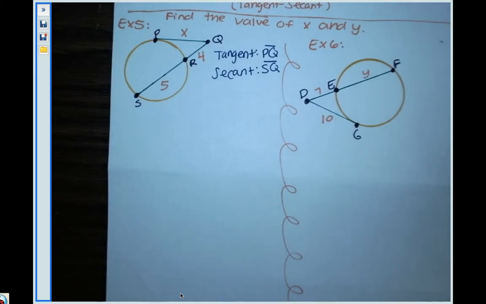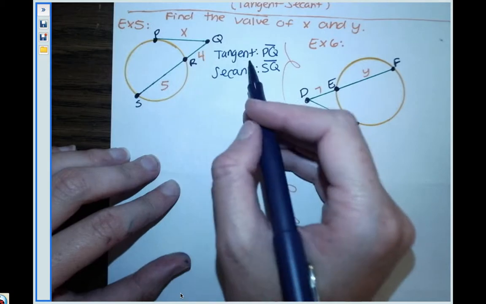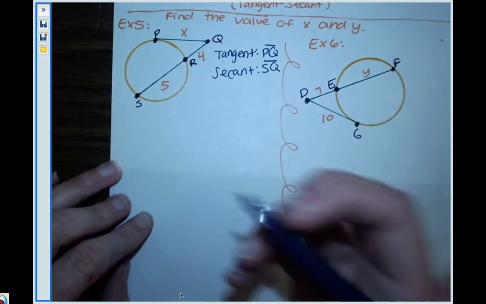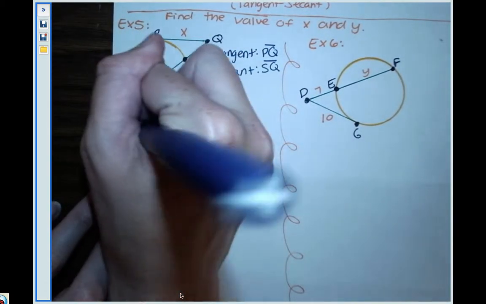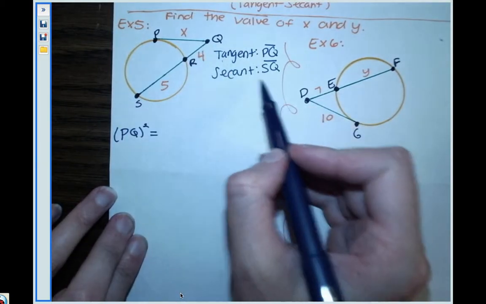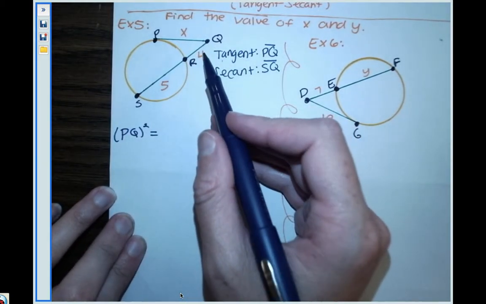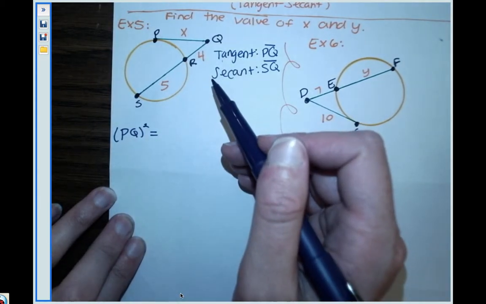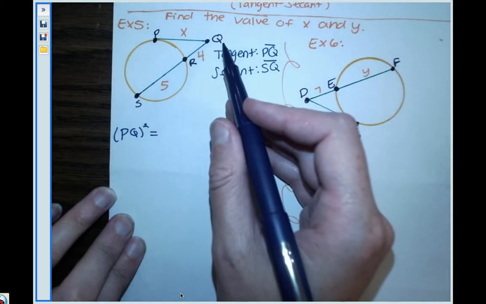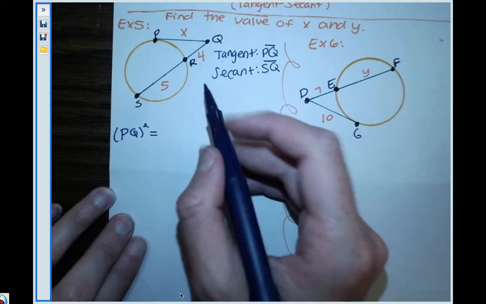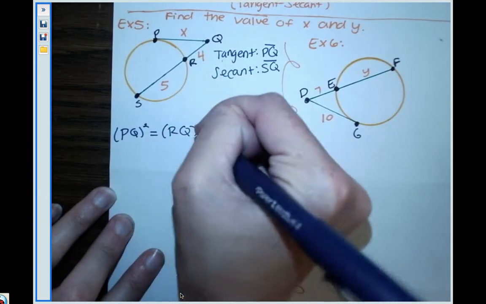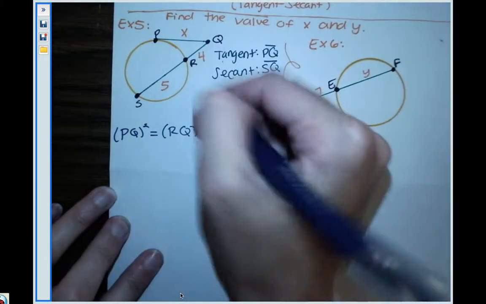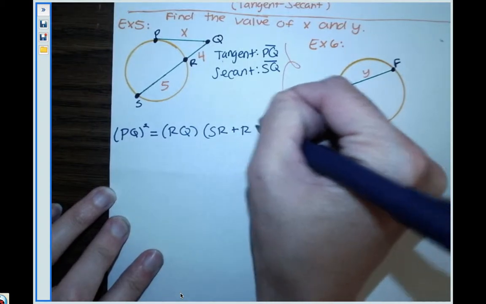So I'm going to start with the tangent piece. Okay, guys, so our tangent piece is PQ. So we think back to that rule. We're going to square the tangent piece. So I'm going to have PQ squared equals, so now let's look at the secant, SQ, equals the piece of the secant that's outside the circle. Which piece of the secant is outside the circle? Yes, it is RQ. You guys are math geniuses. Holy hot dog. Okay, so it's going to be RQ times the length of the whole secant, which are these two pieces added together. So that's going to be SR plus RQ.